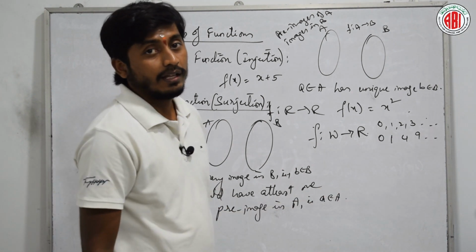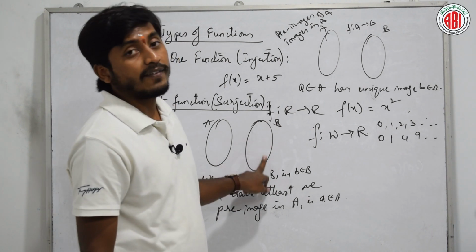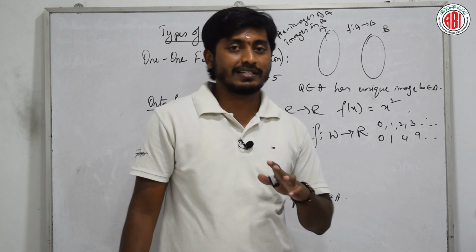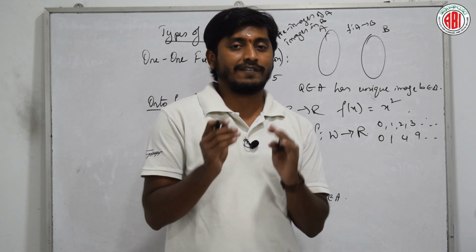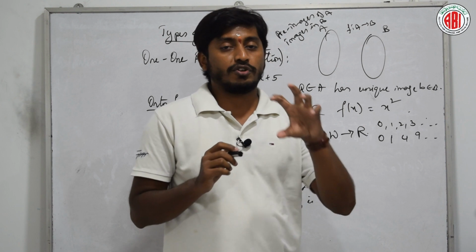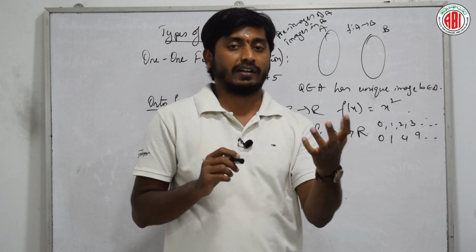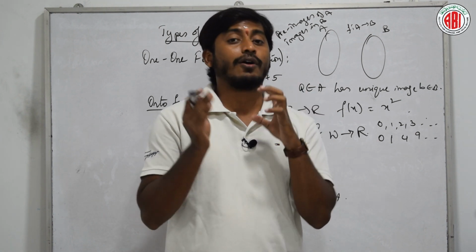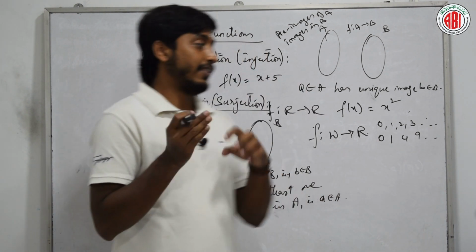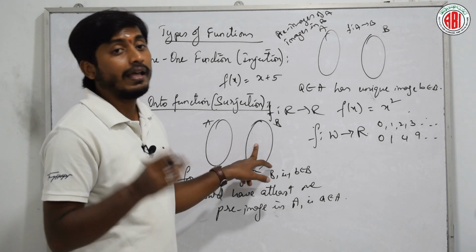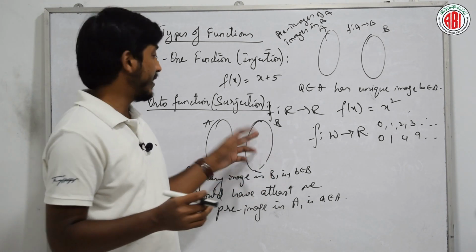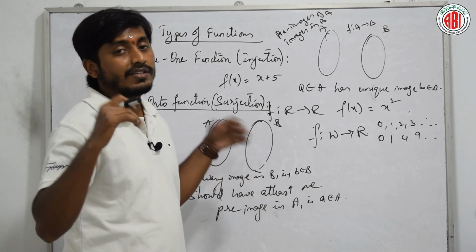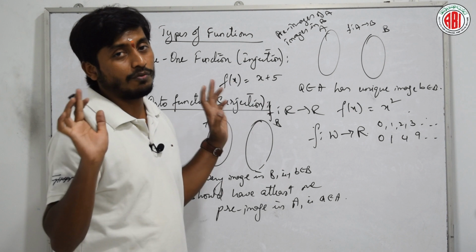Is it clear? Which means we should not have any empty element in B. Just try to understand. If I want to define a function, then I said that we should not have any element left in A, right? If I want to call it a pure onto function, then there should not be any element left in B. Clear? Which means if you observe in surjection, in A and B, each and every element is filled. That is, all the elements are used up as inputs or outputs.